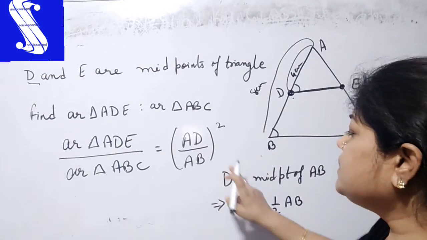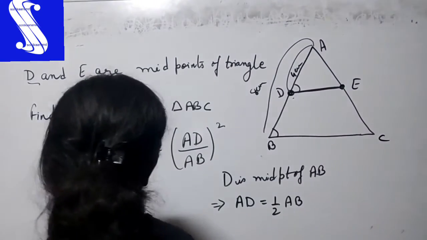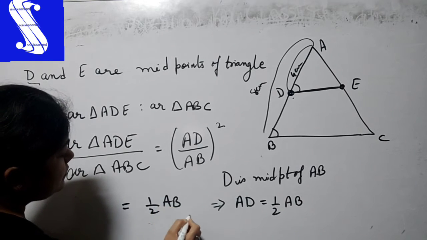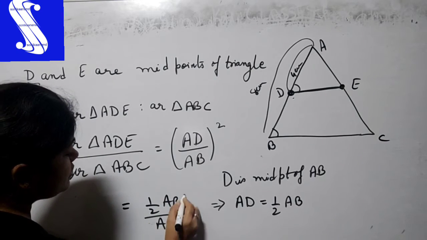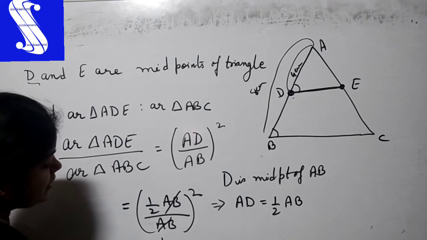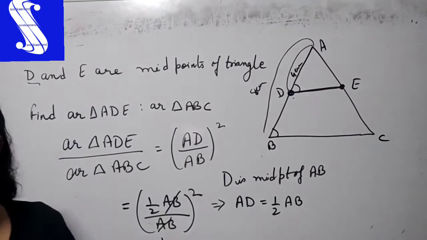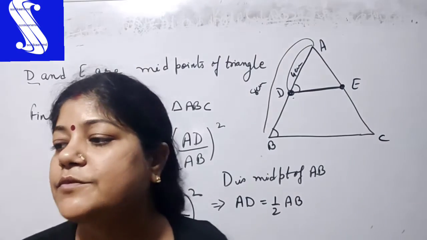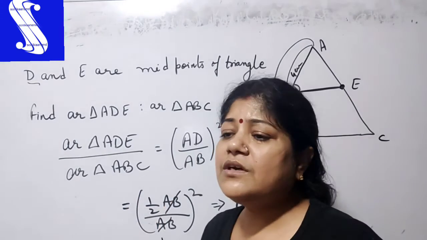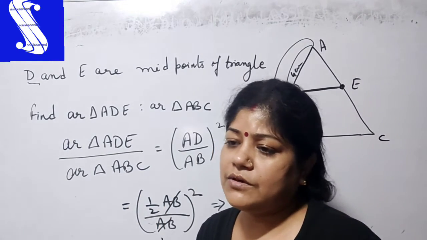Now when we put these values over here, what we get, in place of AD we write half of AB. Here we write AB, which is whole square. So these are cancelled. So we get the ratio 1:4. In this way we solve different types of theoretical questions based on the ratio of area of triangle theorem.